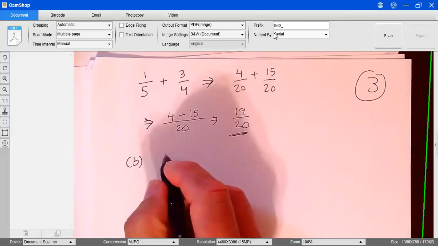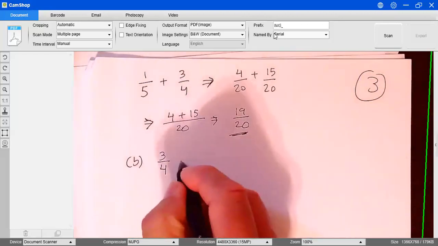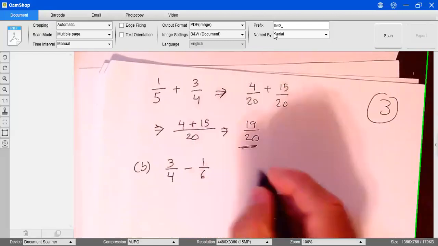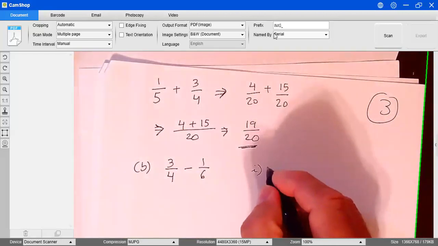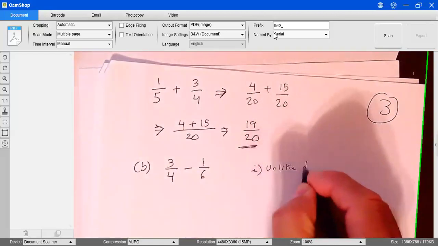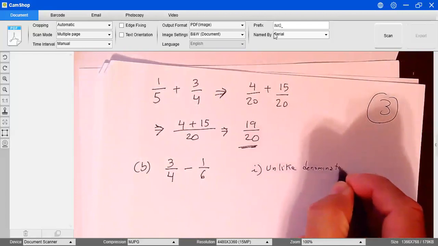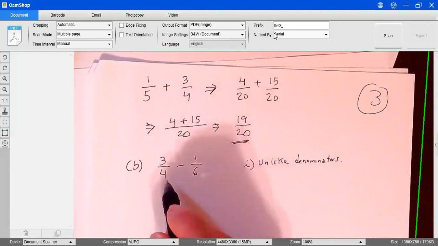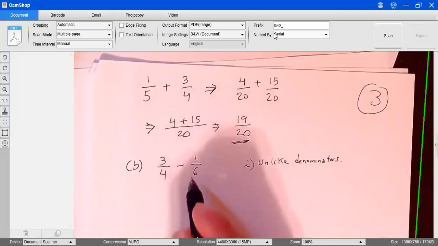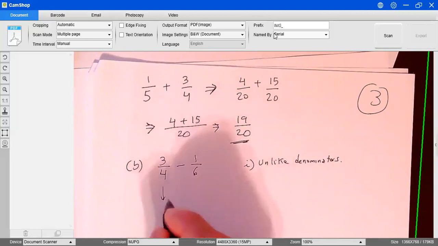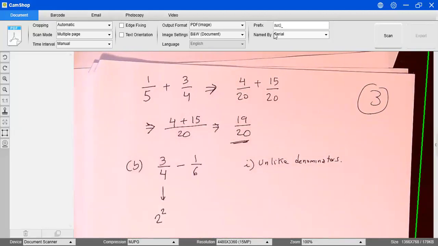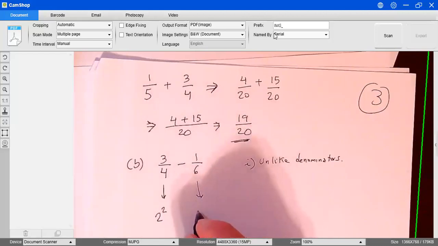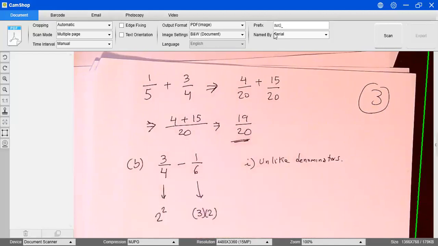So we're gonna subtract 1 over 6 from 3 over 4. So first, we have unlike denominators. So we have different denominators. So we need to find the prime factorization for these denominators. So what is the prime factorization? For this one it is 2 squared. We know that already. For this one, 6 is going to be 3 times 2.